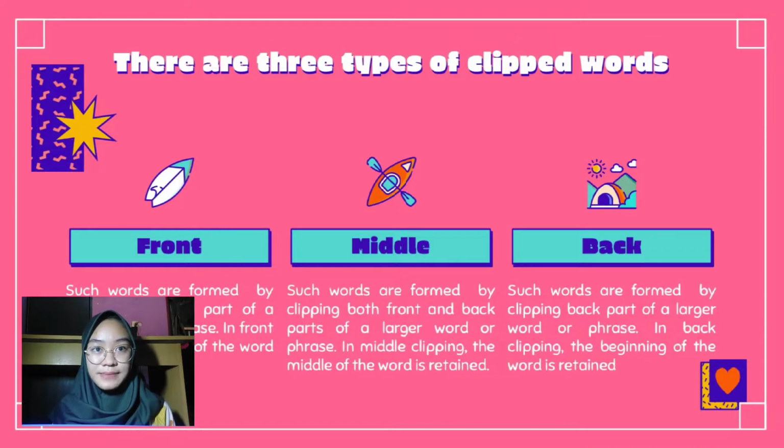The second one is middle clip words. Such words are formed by clipping both front and back parts of a larger word or phrase. In middle clipping, the middle of the word is retained. For example, flu from the word influenza. And the last one is back clip words. Such words are formed by clipping back part of a larger word or phrase. In back clipping, the beginning of the word is retained. For example, photo from the word photograph.